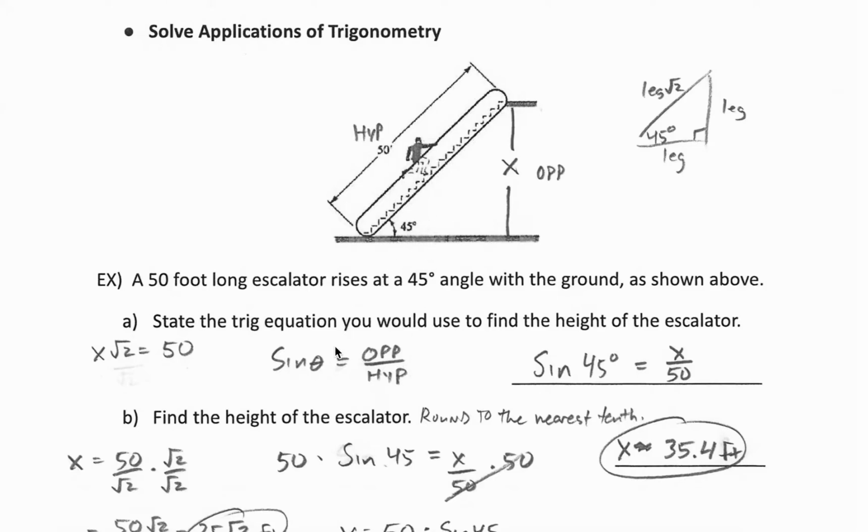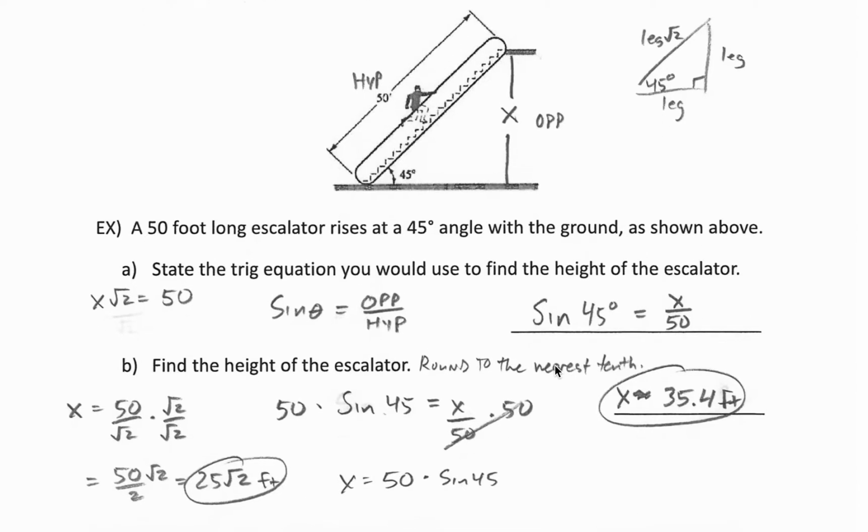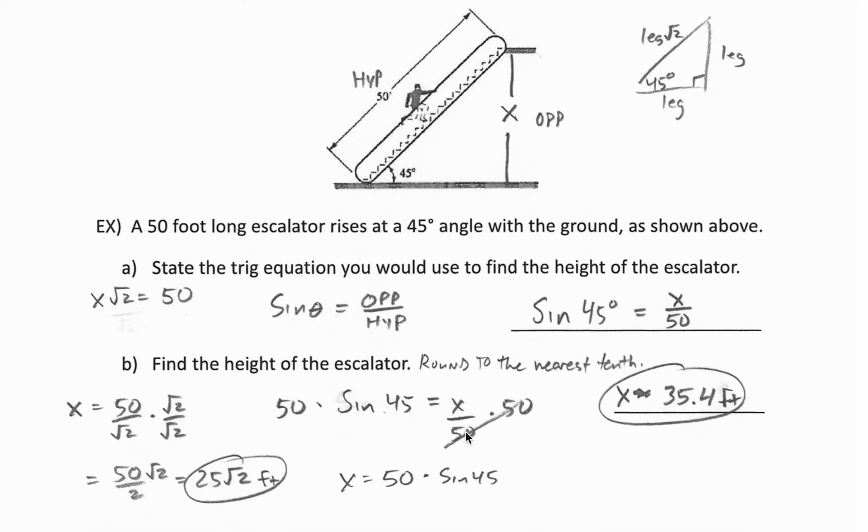So we'll substitute our angle and the hypotenuse that we know, and we're going to solve for that opposite side. In order to do that, we could multiply both sides by 50 to undo that division. So our height is going to be whatever 50 times the sine of 45 is. And our calculator in degree mode would tell us that it was 35.4-ish feet. So that's how high the escalator rises.